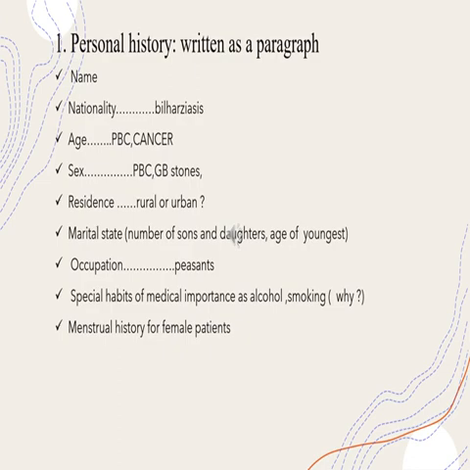After taking this personal history, you have to write it in one paragraph. Don't mention it in items, just in one paragraph. For example, you can say: this is a male patient, 70 years old, from Tanta. He is married, retired, and has 3 sons; the youngest is 15 years old. He has no special habits. So it is only one paragraph to write.